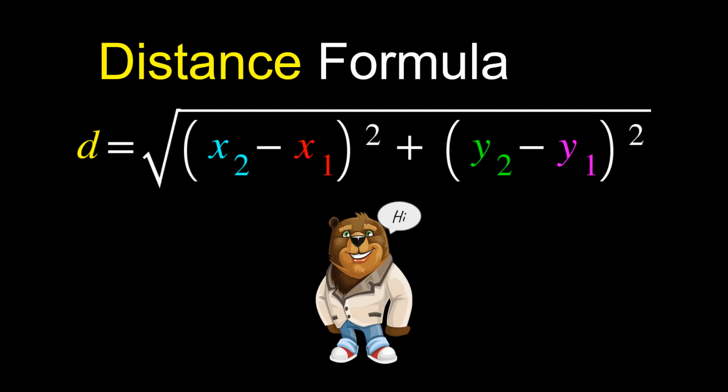Hi, let's look at the distance formula together. It gives us that the distance between 2 points is the square root of the difference of the x coordinates squared plus the difference of the y coordinates squared.